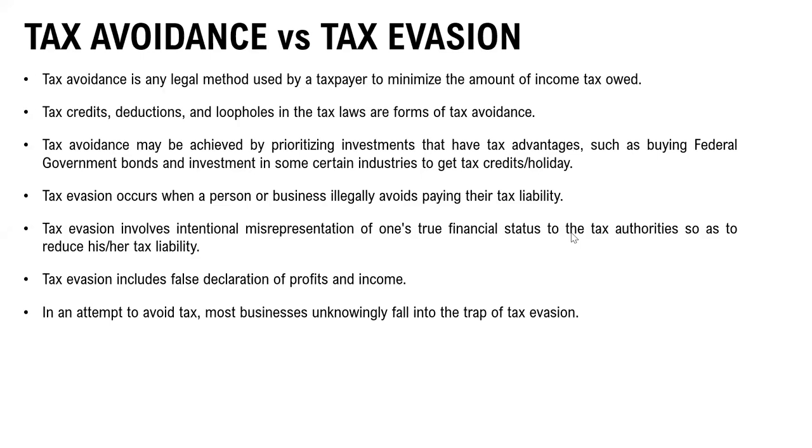So on the next slide, I think I'm done. So the last thing here is, in an attempt to avoid tax, most businesses unknowingly fall into the trap of tax evasion. So you just need to ensure that you put your house in order, put your businesses in order, to ensure that as you're avoiding tax, which is the legal form of tax planning, you don't fall into the trap of tax evasion.